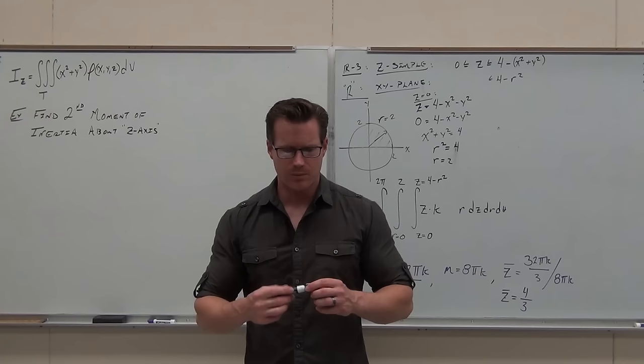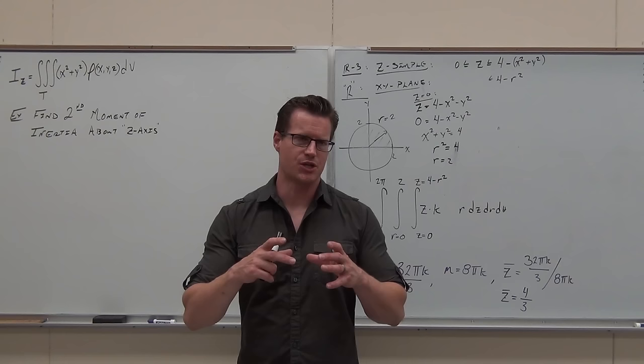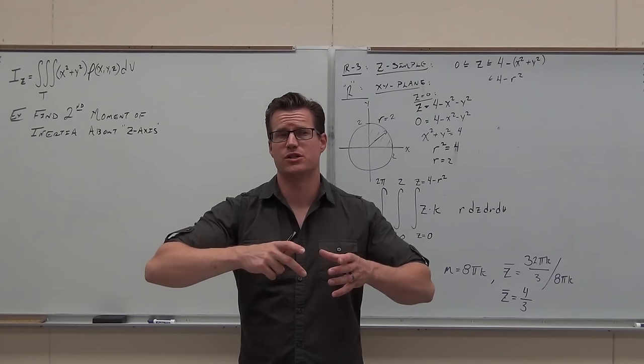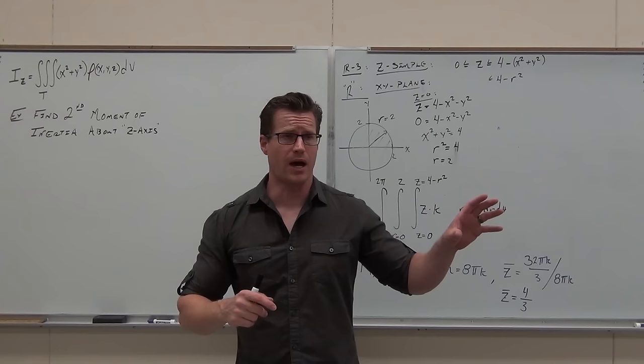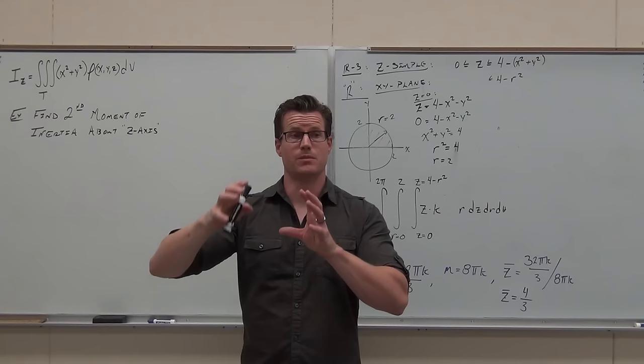The first moment of inertia has to do with mass. It has to do with the likelihood of an object moving about some sort of region, like in this case, the XY plane. We typically use those just to find center of mass. The second moment of inertia is a different concept of how the mass is relating to motion.